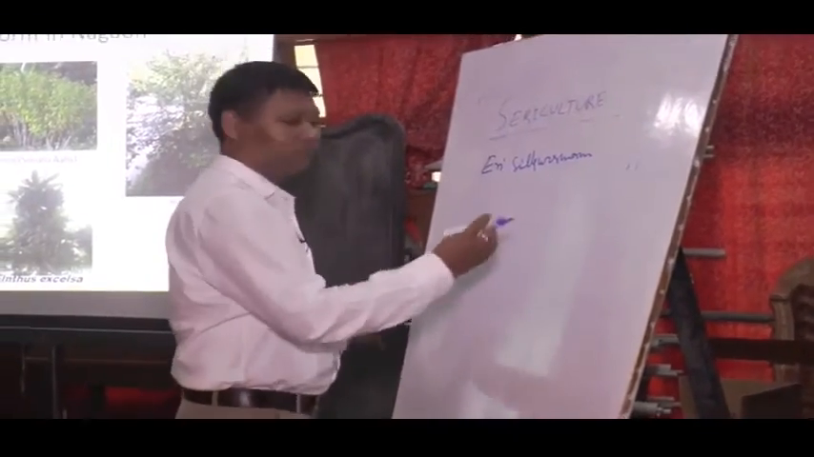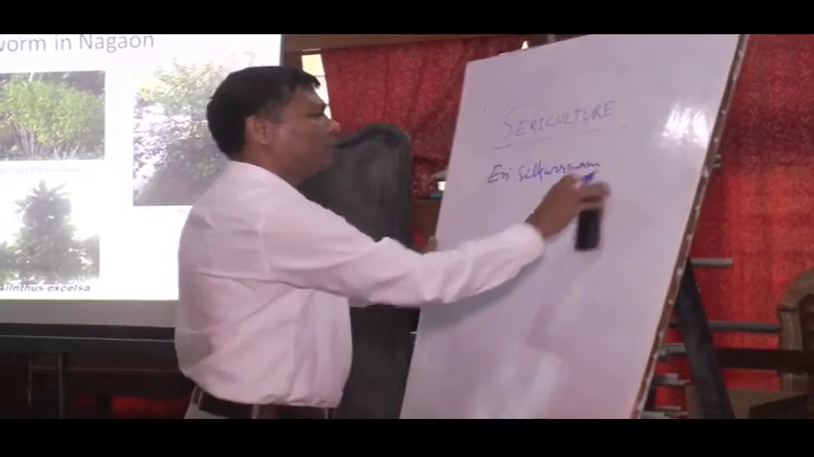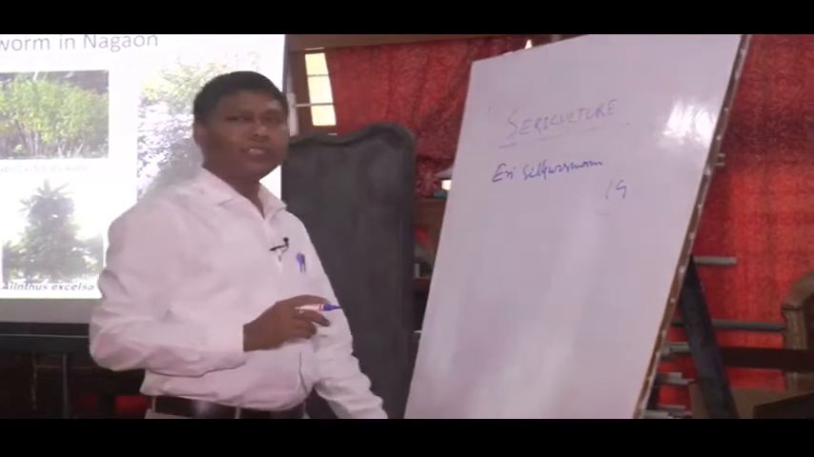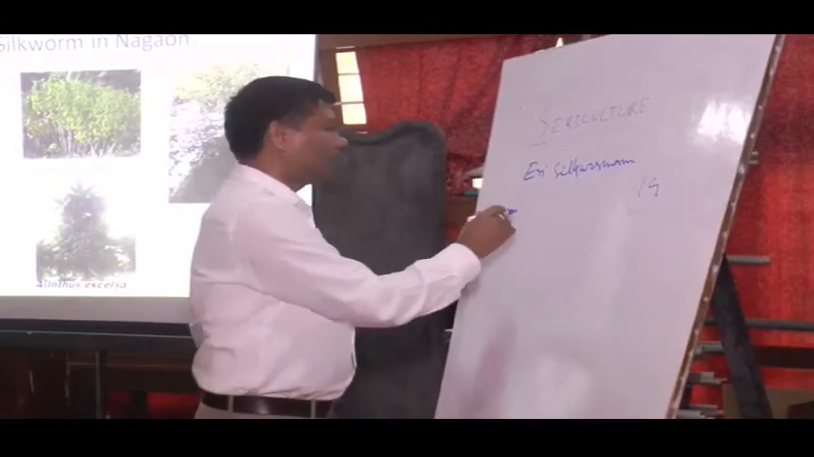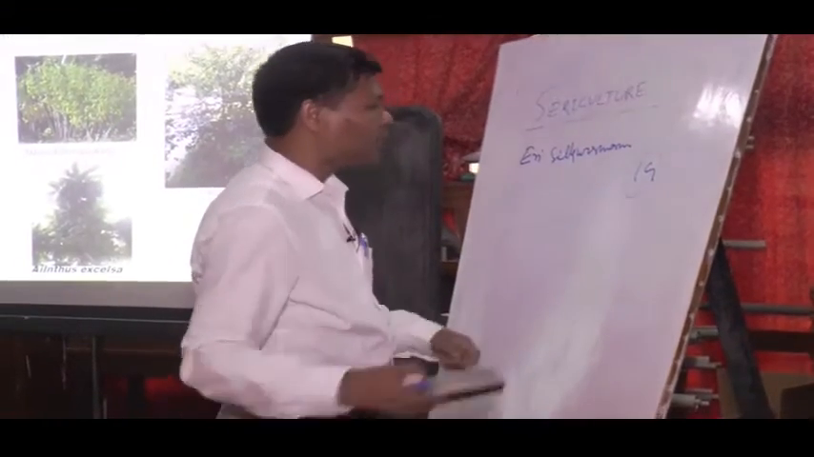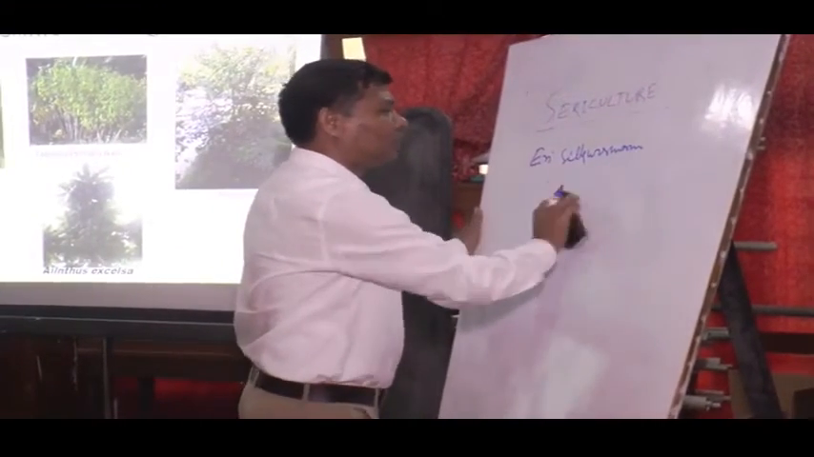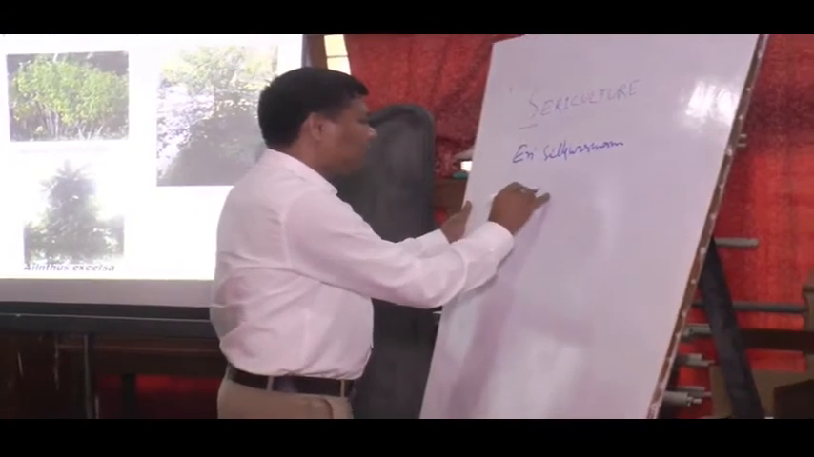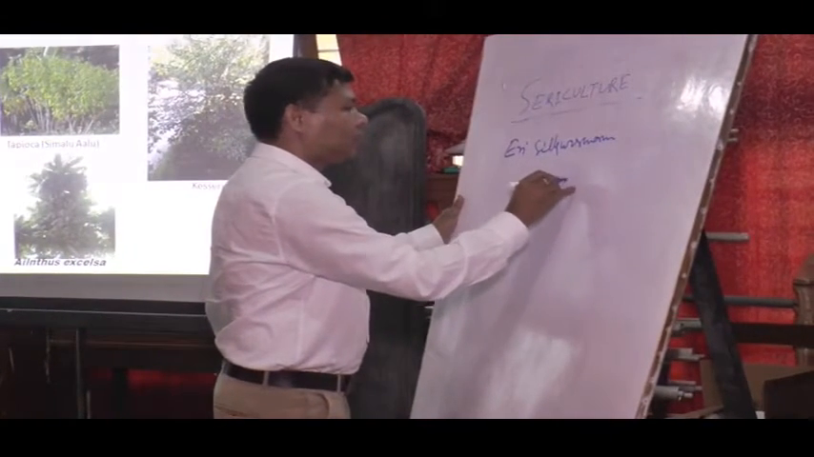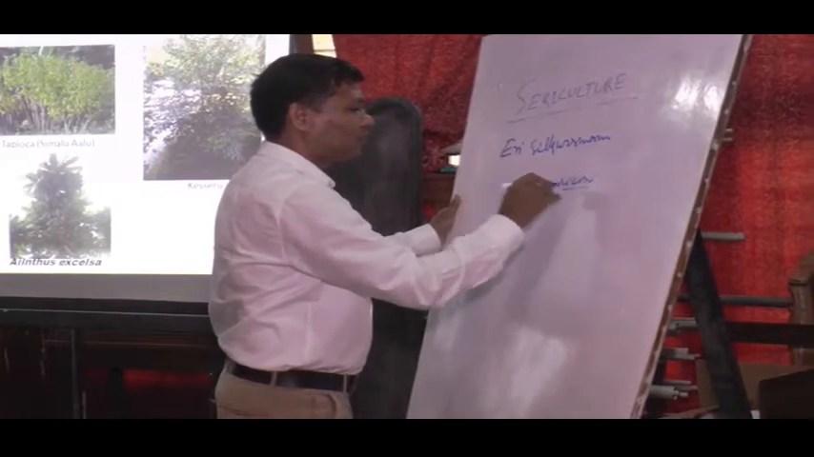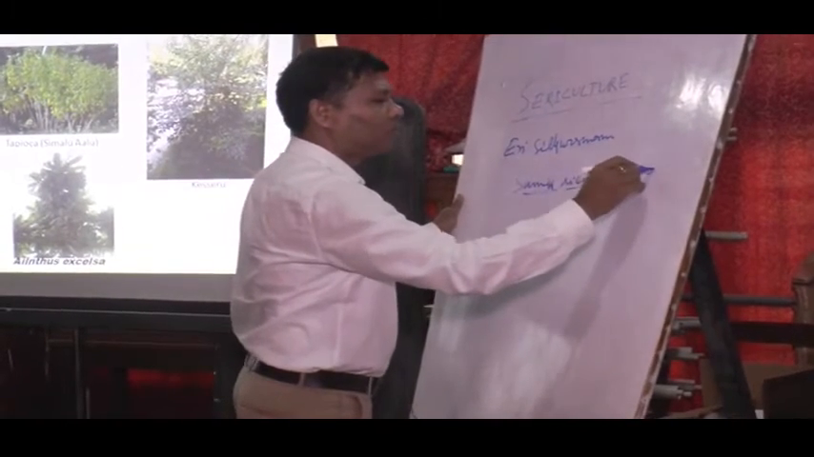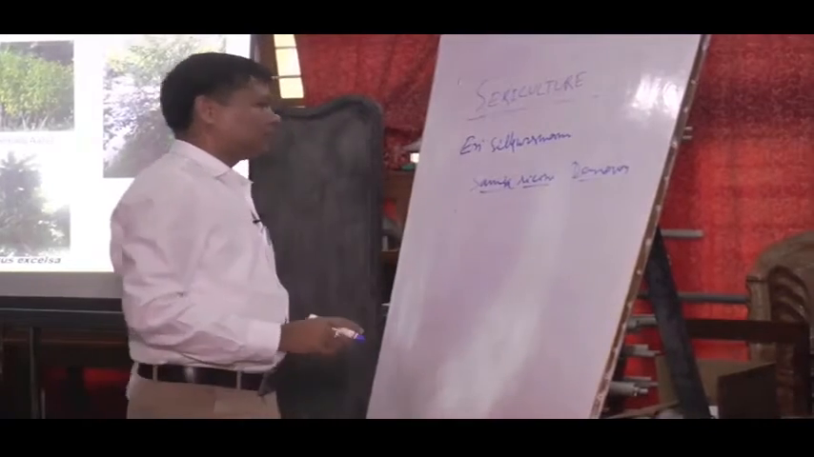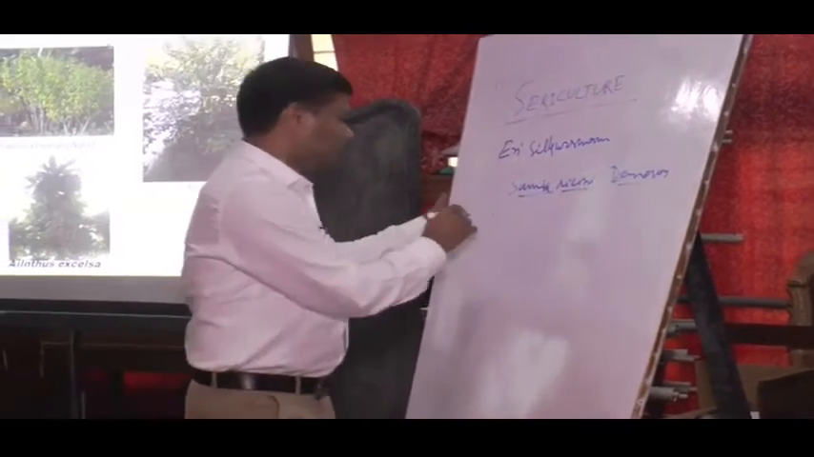Eri silkworm: I have already mentioned that there are 19 species across the world, and Samia ricini is the commercially reared species across the globe. So the scientific name is Samia ricini Donovan.